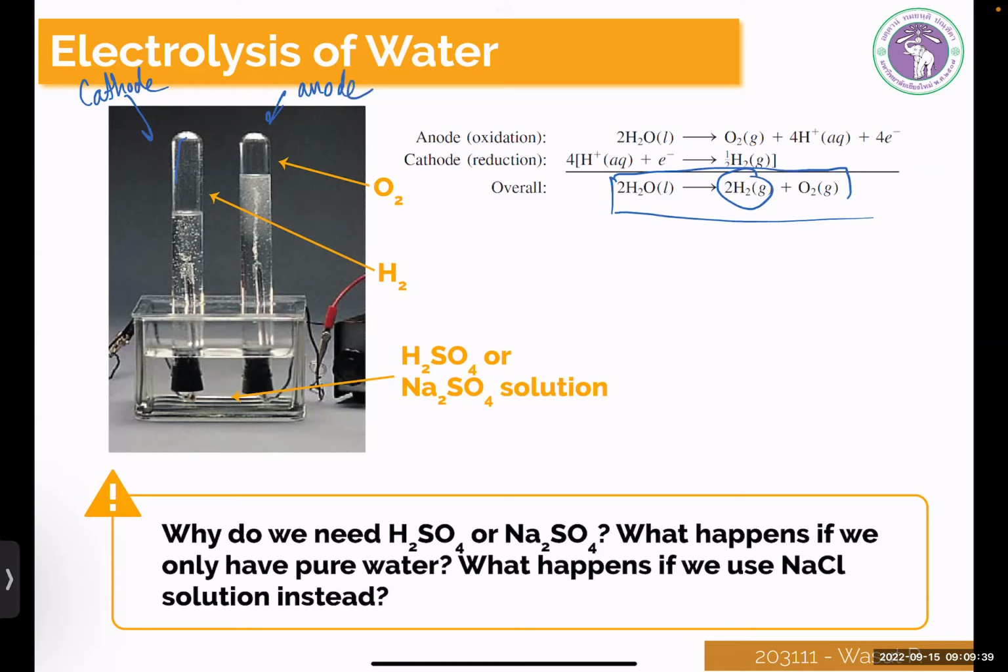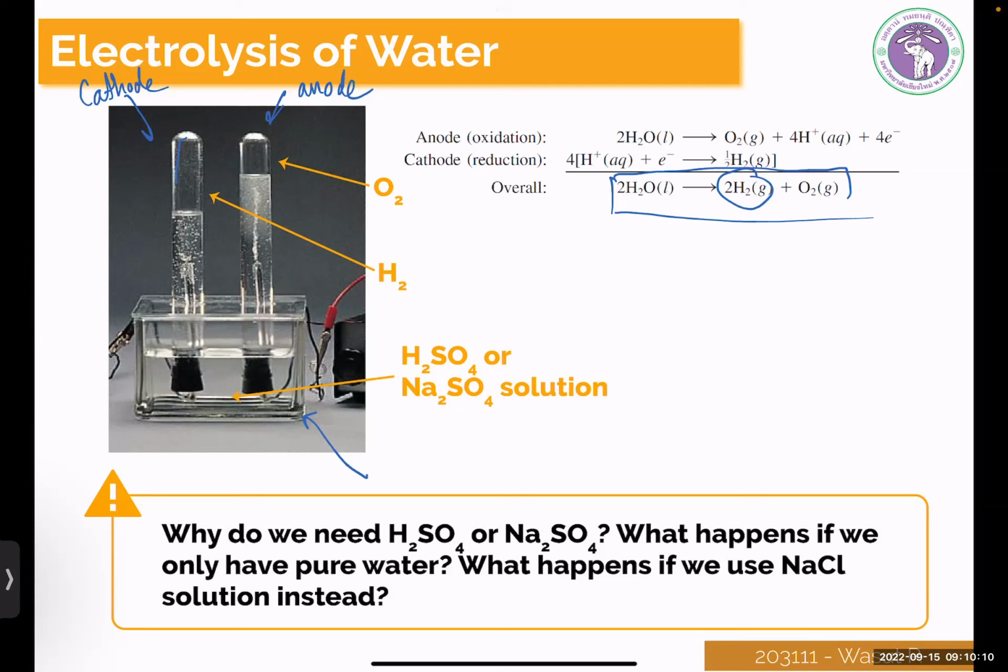One caveat here is that this solution needs to conduct electricity. So you have to have some salt in this solution, otherwise water is a very, very bad electrical conductor. Electrical current won't pass through just your water alone, so you need some electrolyte solution in there. Normally, we use sodium sulfate or sulfuric acid as an electrolyte solution.